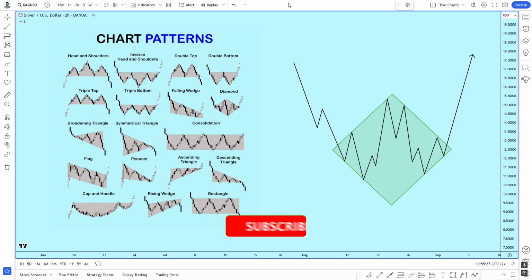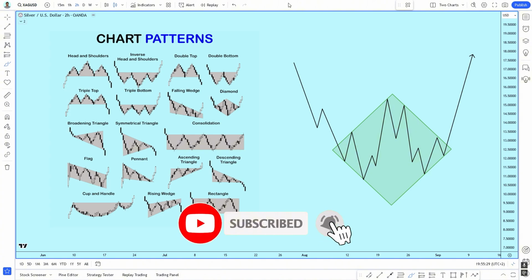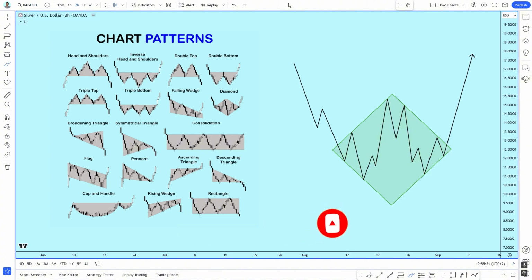I will rate them from the worst to best. Chart patterns are an important tool when it comes to trading, but some of them are useful and some of them are not very useful. I will rate the chart patterns that we can see here on this picture, and at the end of this video I will show you a chart pattern that nobody talks about, but it's very important.